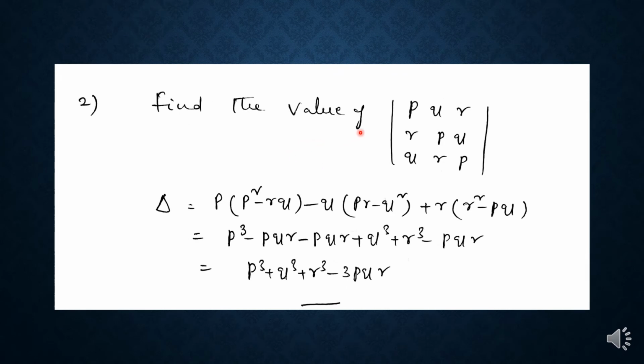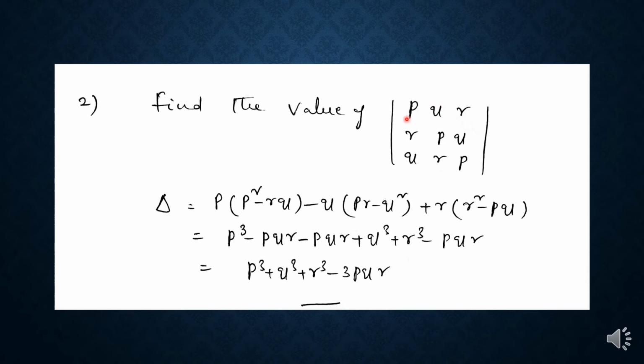Find the value of the determinant with rows p, q, r; q, r, p; r, p, q. We have to find its determinant value. Usually the determinant is denoted by delta.